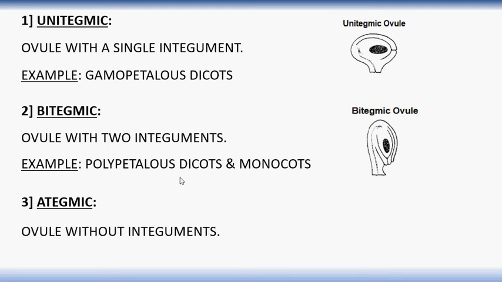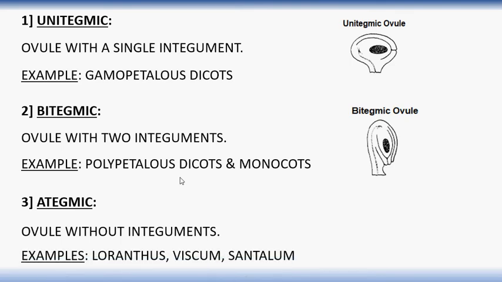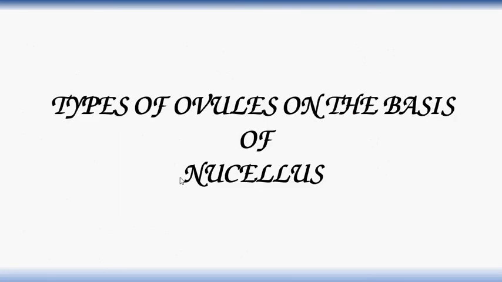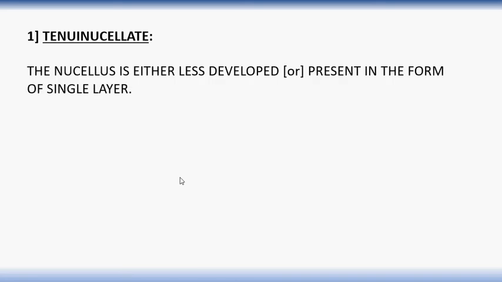Ovule without integuments are called as ategmic. Example: Loranthus, Viscum, Xanthalum. These three are the parasitic plants. Types of ovules on the basis of nucellus. Tenuinucellate: the nucellus is either less developed or present in the form of a single layer.